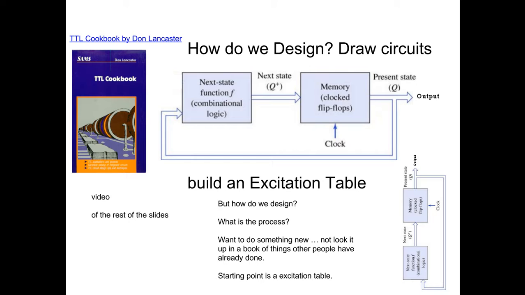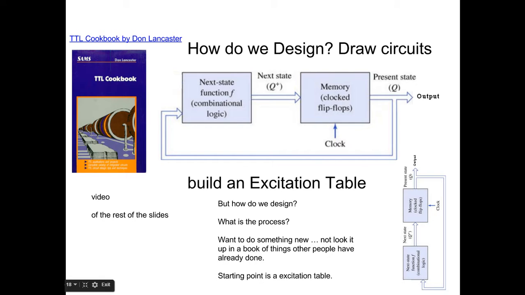An excitation table is best pictured by this diagram right here. If you look at all the circuits we've built so far, we've had the flip-flops in a column right here on the right, and then we've had a bunch of AND and OR gates here on the left. And the AND and OR gates basically create signals or information that's fed into the flip-flops. So what's coming through here are J and K, or what's coming through here is D, or what's coming through here is T, or S and R.